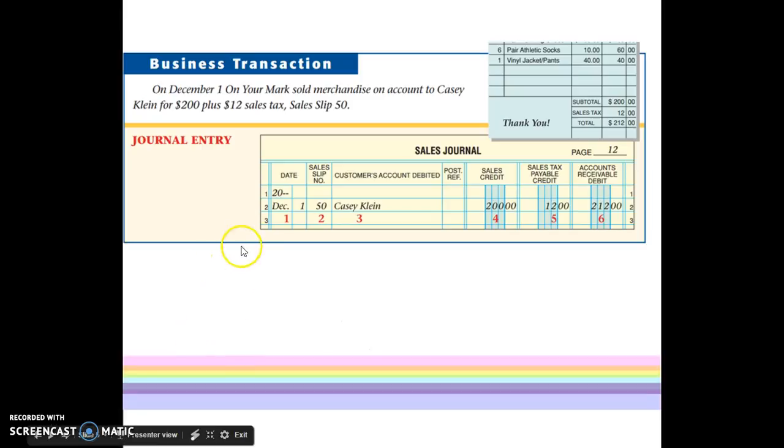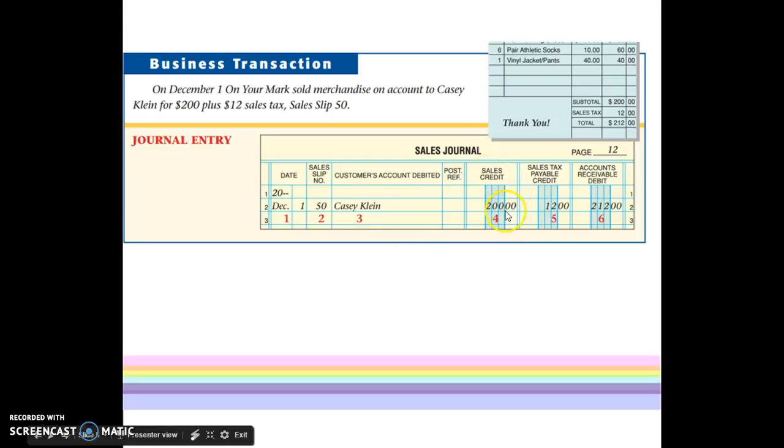So this transaction is going to look like this. The first step is going to be to put the date in the journal here. Second step is to record the source document, sales slip number 50. The third step then is to recognize the customer that is going to be debited. That's Casey Klein. Now we can move over and put the numbers in.